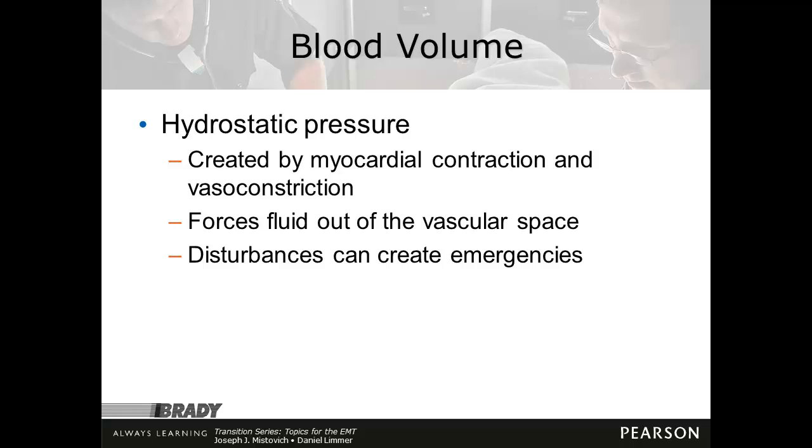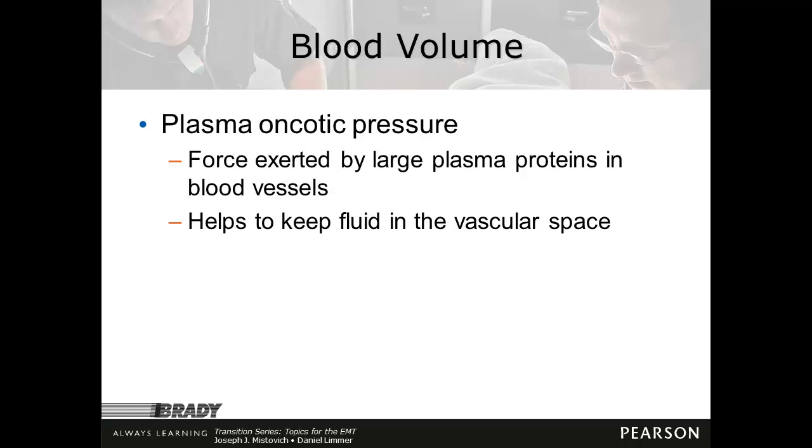Hydrostatic pressure is the pressure created by myocardial contraction, by the contraction of the heart, and vasoconstriction that opposes it to create blood pressure. Hydrostatic pressure tends to force blood out of the vascular space and into the tissue beds. Disturbances in hydrostatic pressure can create emergencies. Too high or too low hydrostatic pressure can result in inadequate or excessive movement of fluid from the bloodstream and into the tissue beds. Plasma oncotic pressure is the reverse.